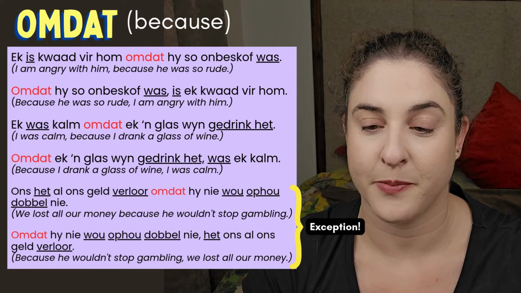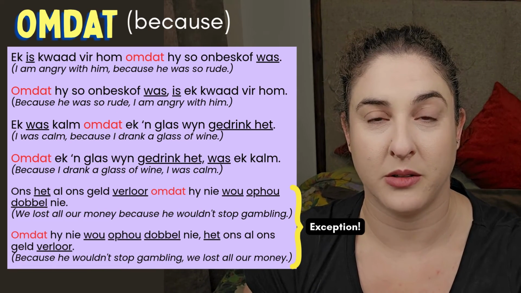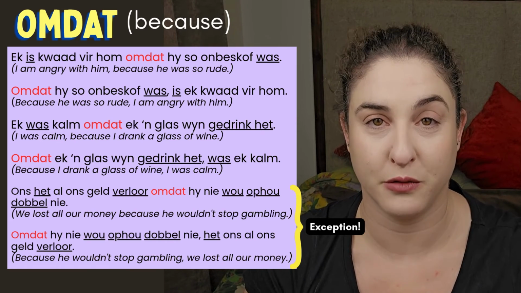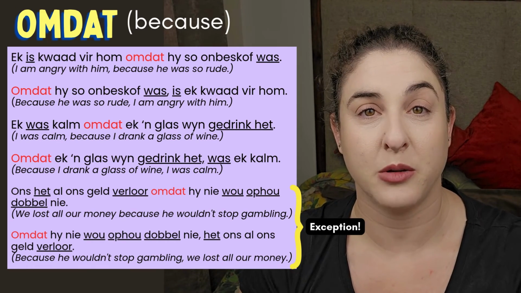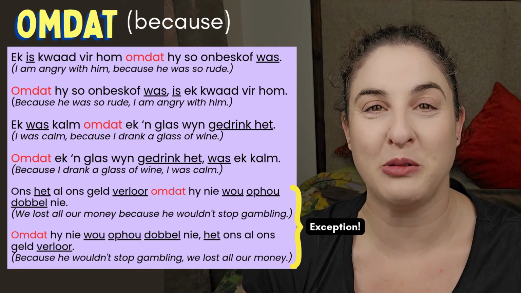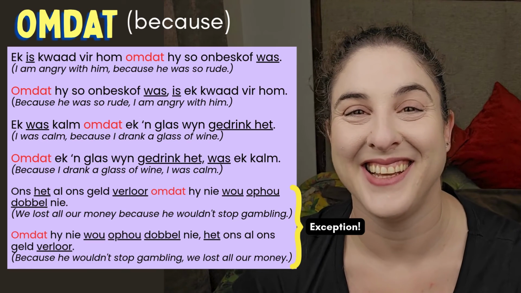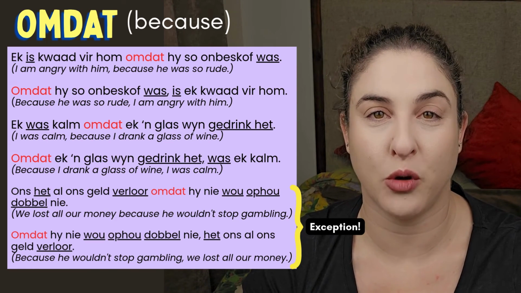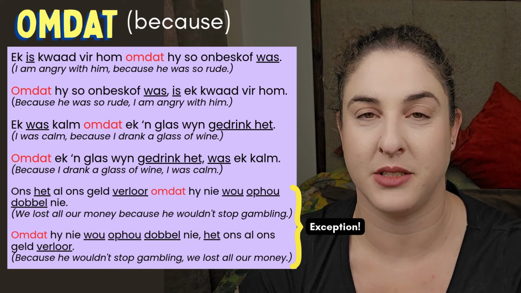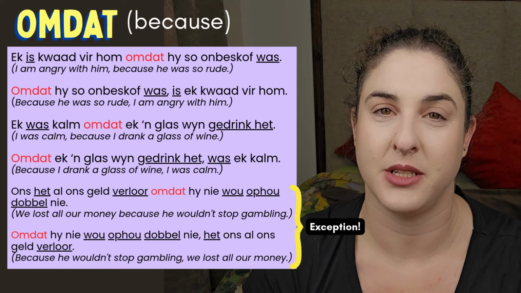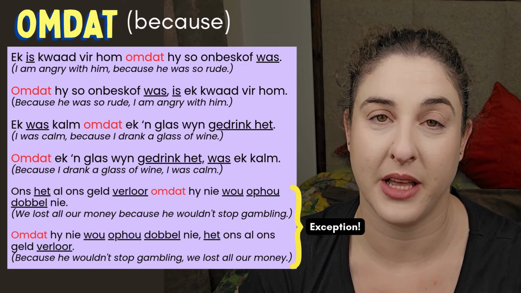So that's what's going on here. We have wou ophou. Wou is an auxiliary verb. It's a hulpwerkwoord. It's verb 1. Wou. Ophou, that would be verb 2, right? But then we have ophou dobbel, which is also part of that situation. Ophou dobbel, I think, is one concept. Stop gambling is like one concept. But it's another verb in that sentence.